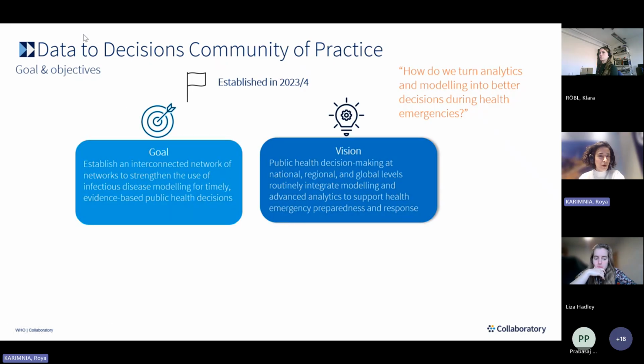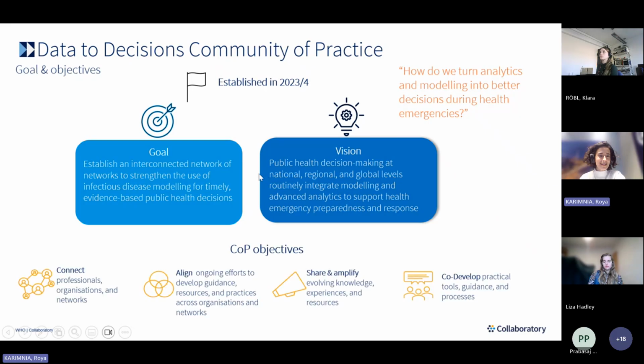And so the goal of this community of practice is to bring together and establish an interconnected network of networks, professionals, practitioners, and organizations who are working in this area to strengthen the use of infectious disease modeling for timely evidence-based public health decisions. And the vision is that public health decision making at national, regional, and global levels routinely integrates modeling and advanced analytics as one form of evidence to support health emergency preparedness and response.